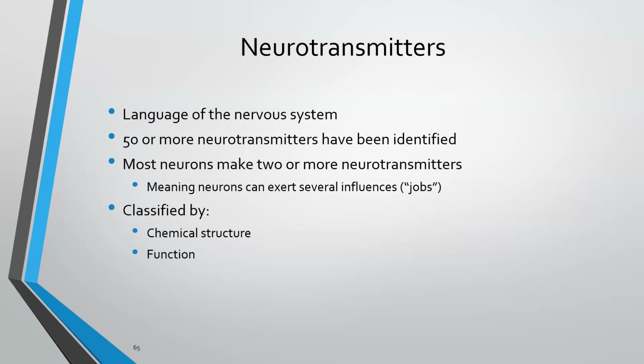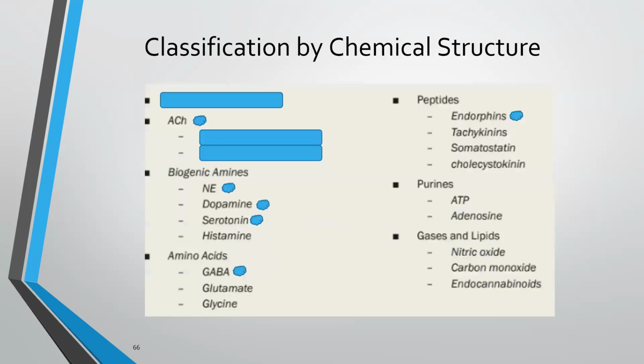So neurotransmitters are the chemical messengers of the nervous system, such as acetylcholine and dopamine, and they each have their specific roles and effects. There are 50 or more neurotransmitters that have been identified. Most neurons make 2 or more neurotransmitters, and they are classified by their chemical structure and their function. So here's how we can classify by their chemical structure. So you can look over this chart. It's in the PowerPoint. Look over that more closely.